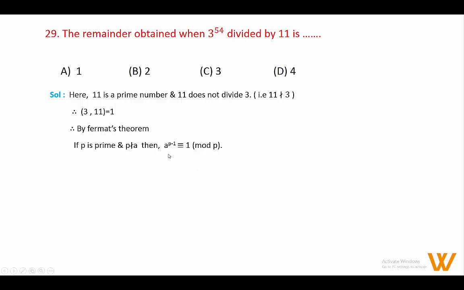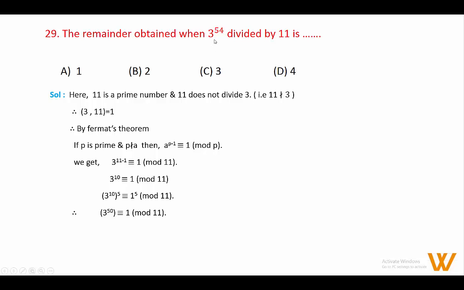Therefore, by Fermat theorem, 3 raised to 11 minus 1 is congruent to 1 mod 11. So 3 raised to 10 is congruent to 1 mod 11. Taking the power 5 of both sides, 3 raised to 10 raised to 5 is congruent to 1 raised to 5 mod 11. So 3 raised to 50 is congruent to 1 mod 11.